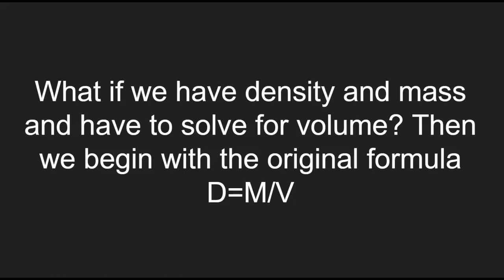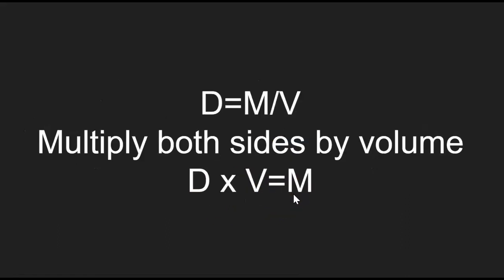What if we have density and mass and have to solve for volume? Again, we'll begin with the original formula of density equals mass divided by volume. Then at this time, because it's mass divided by volume, we would have to multiply both sides by volume. So once we multiply this side by volume, this goes away. And we multiply this side by volume, we get density times volume equals mass. Are there any questions on that? No questions on what I just went through. You guys put those formulas in your notes.